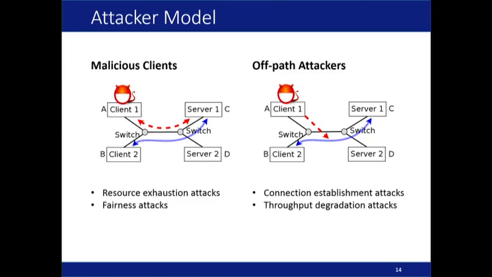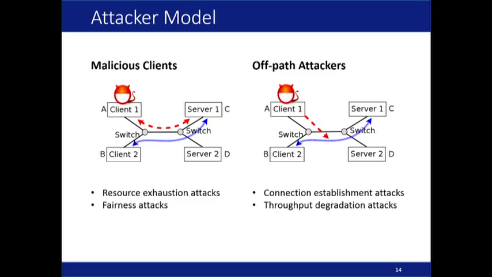First, malicious clients, which are attackers that attempt to connect to some target server, either to exhaust its resources or to gain more than their fair share of network bandwidth relative to some competing connection, some form of fairness attack. The TCP close-wait resource exhaustion attack that I just mentioned falls into this category. The other category of attacks is by off-path attackers, and these are attacks where the attacker attempts to inject data into some target connection between a client and a server, either to prevent that connection entirely or to degrade its throughput and therefore its usefulness.